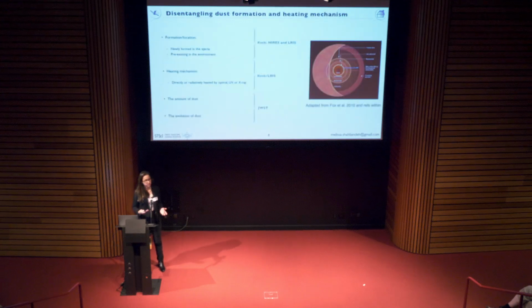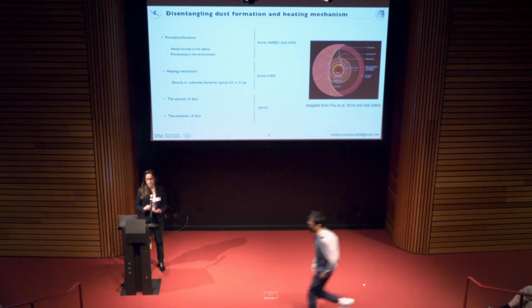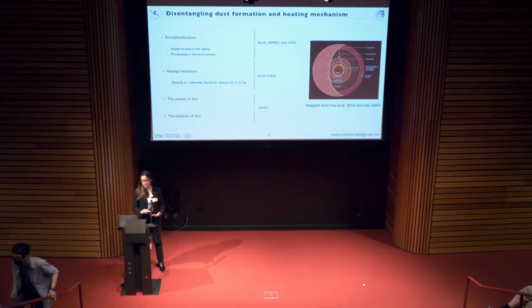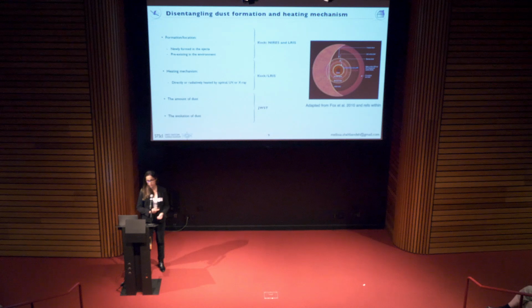So what are the goals? Let's say we have the data. What are the goals that we're trying to achieve? We're trying to understand if the dust is newly formed or is pre-existing in the ejecta of supernovae. We're also trying to understand the heating mechanism of dust, and we're also trying to calculate the amount of dust and get a better understanding of how dust evolves over time.